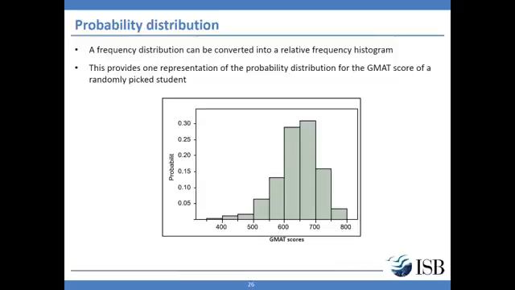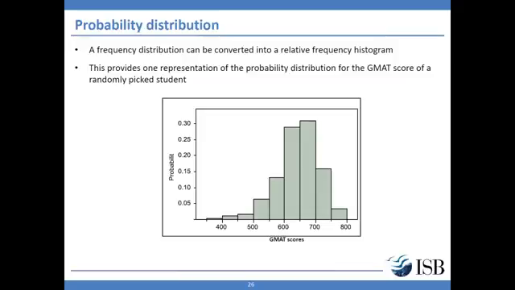Here is how the probability distribution for such a variable would look. Now we do not have counts on the y-axis. Instead, we have probabilities. So in keeping with our definition of probabilities, we have turned a histogram with counts into a probability distribution with relative counts. The probability is nothing but the relative count divided by the total number of observations.